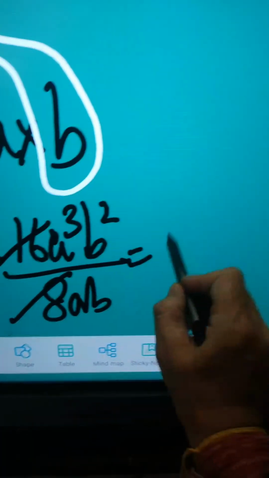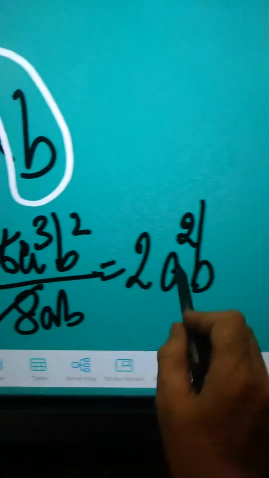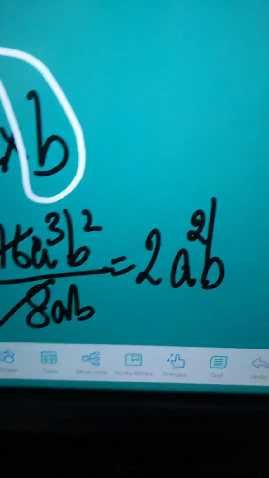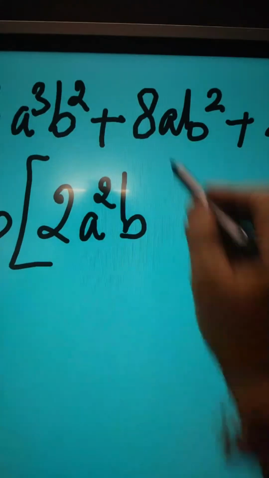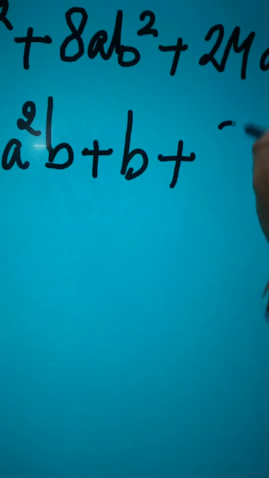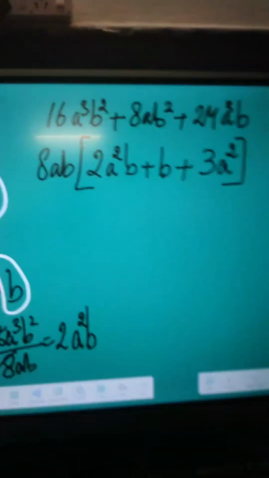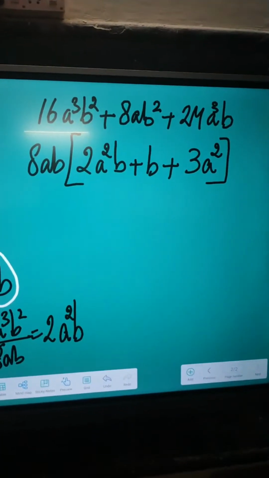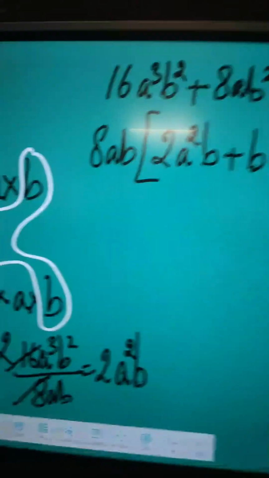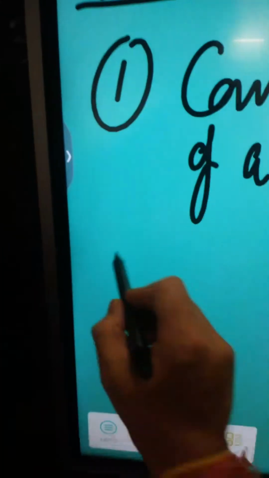So it will become 2a square b. Now how did this come? By subtracting the powers: 3 minus 1, 2 minus 1. So this term is kept inside. In the same way, the others will divide, so it will become plus b and plus 3a square as the answer. So this is the first method of factorization, where we factorize and write the expression in the bracket. Watch this step again.